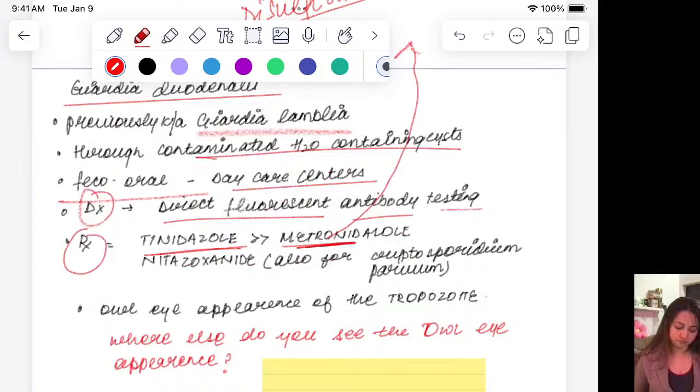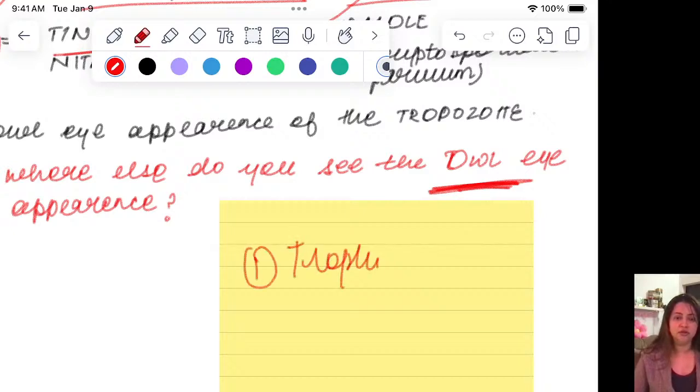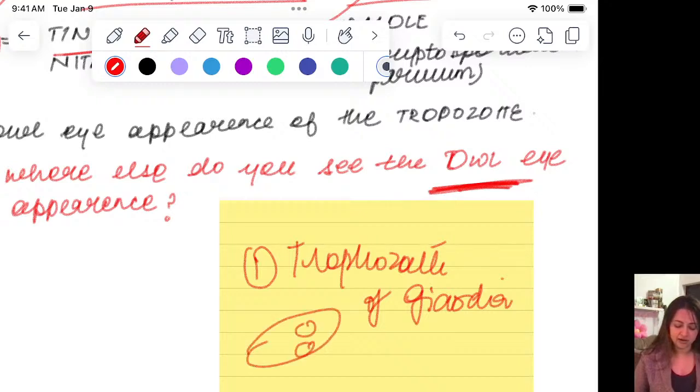Moving on. Now, where do you use this term owl eye? Where all do you use it? Number one, the trophozoite of Giardia duodenalis, which we saw just now, where 2 nuclei resemble the owl eye appearance.